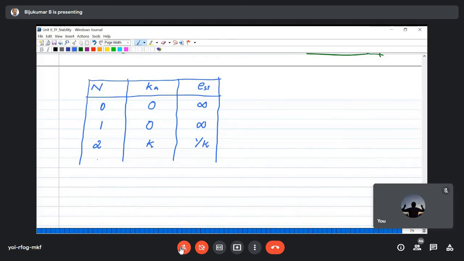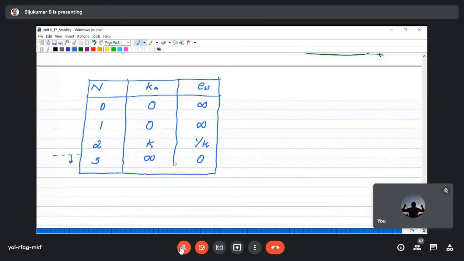And if the type is 3 or more, what will happen? In the denominator 1 s will come, right? So if s tends to 0, your K tends to infinity. So if K is infinity, the steady state error becomes 0. So if the type is equal to 3 or more, your steady state error becomes 0.